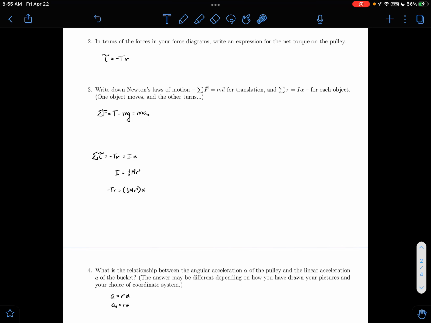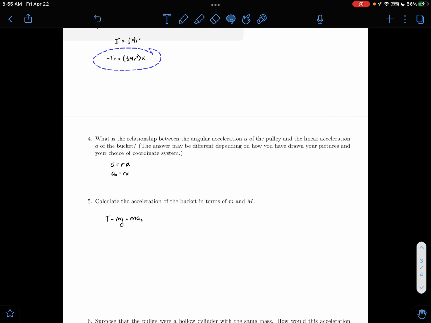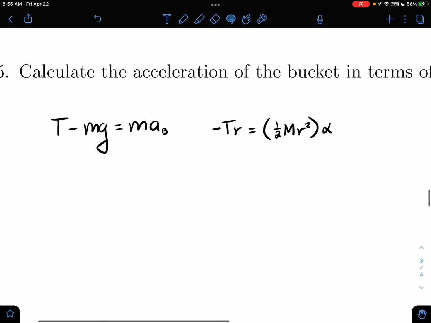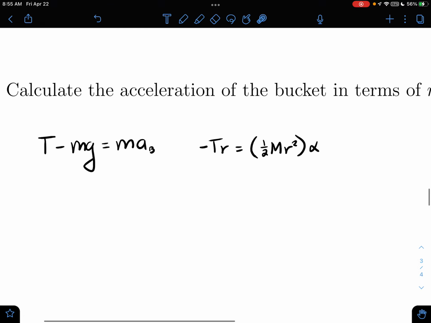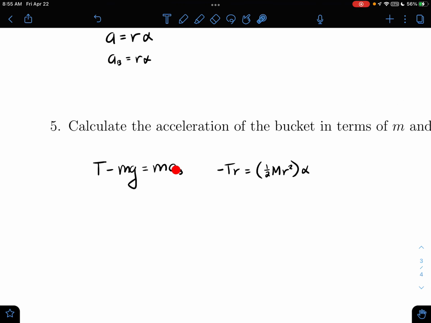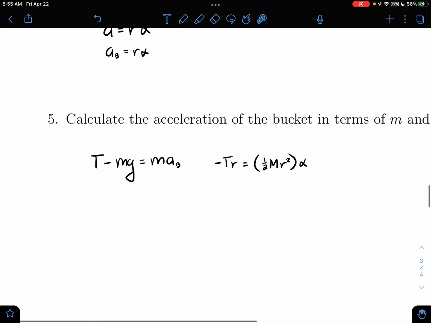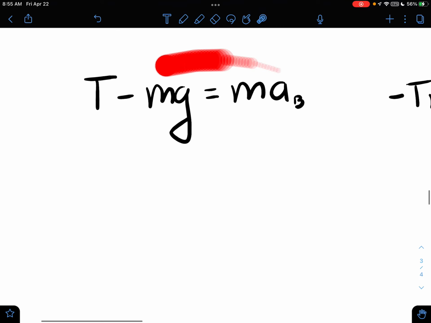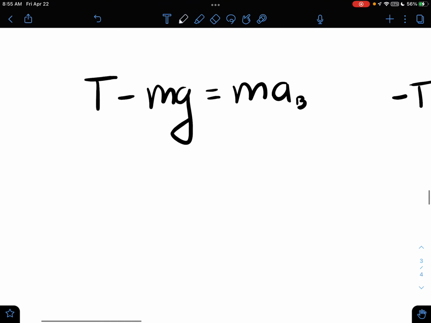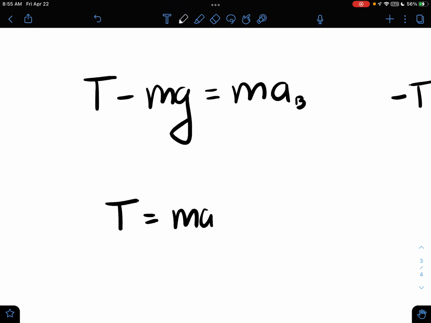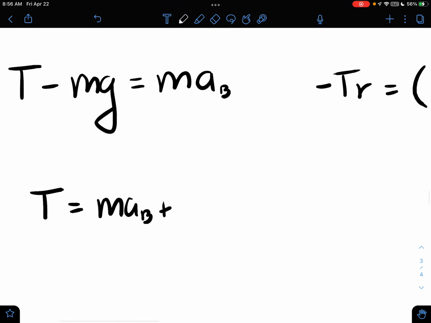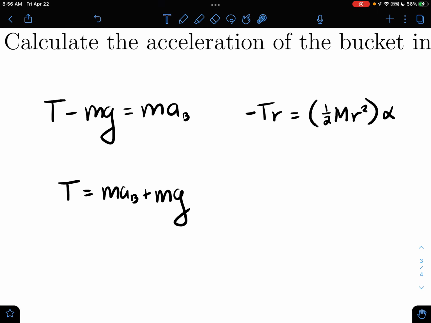Okay, so I already set up some of my equations up here. I'm just going to steal them real quick. Let's steal this one, and this one, and I don't have to rewrite that one. That's fine. Right? So clearly our relating factors, we have a relationship between a and alpha, but we also have this same tension in both. So I'm going to solve this for my tension real quick. I'm going to get that my tension equals m a_B plus mg.